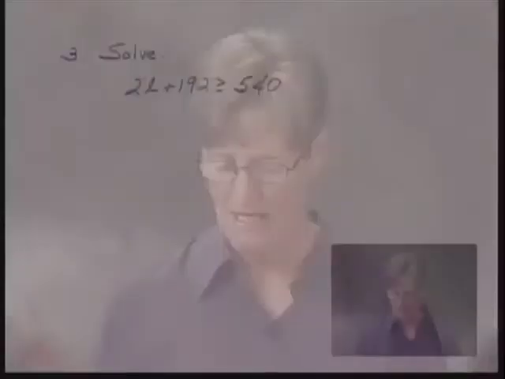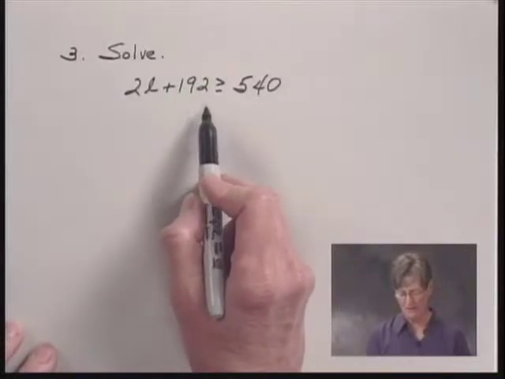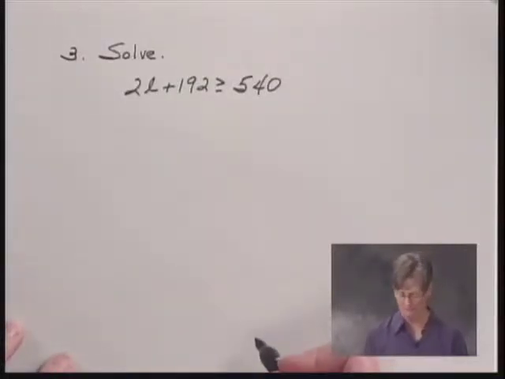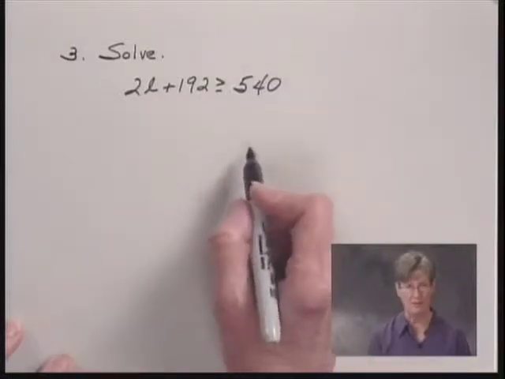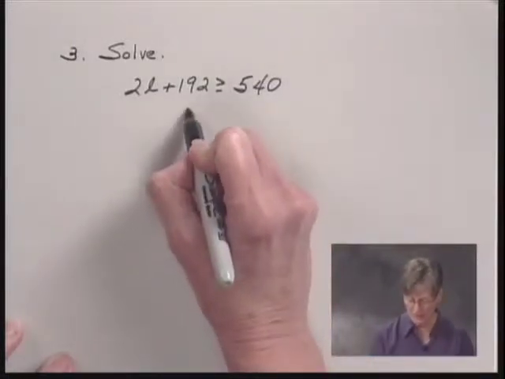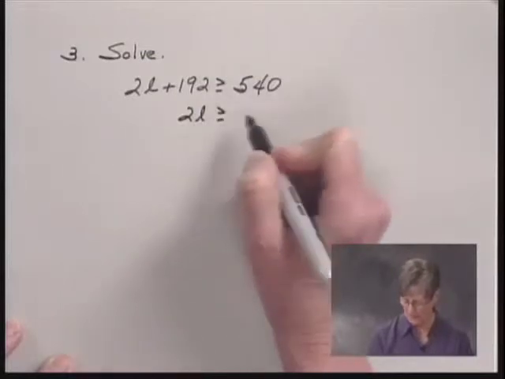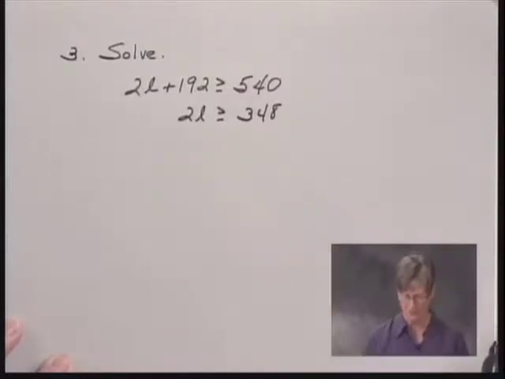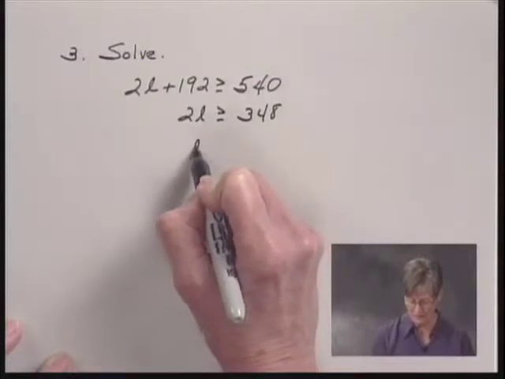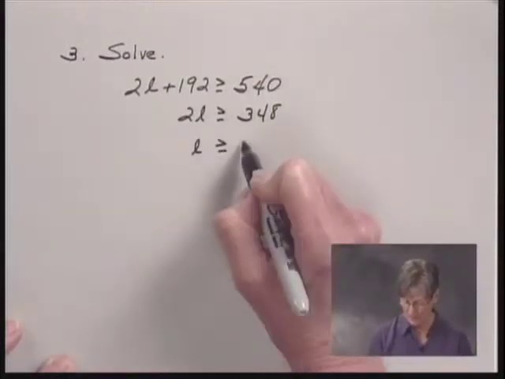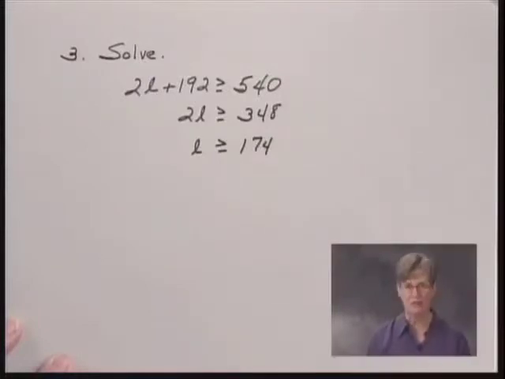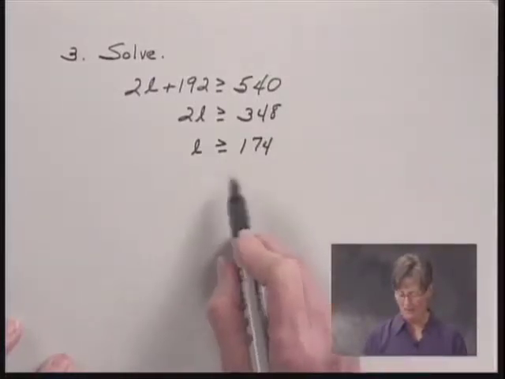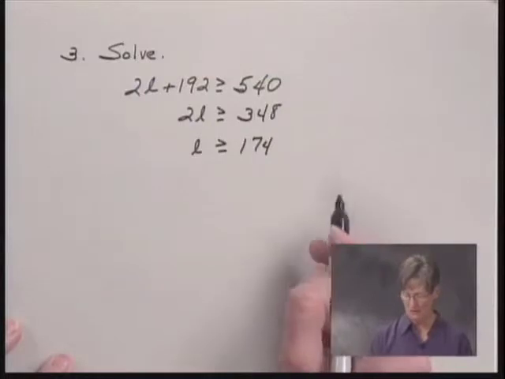And now we go to the third step in the process, which is to solve this inequality. Remember, we're solving 2L plus 192 is greater than or equal to 540. The first thing that we'll do is to subtract 192 on both sides of this inequality, and we get 2L is greater than or equal to 348. 540 minus 192 is 348. And now we'll divide both sides by 2 to get L alone on the left. And we have L is greater than or equal to 174.